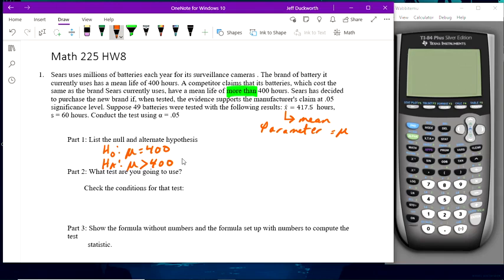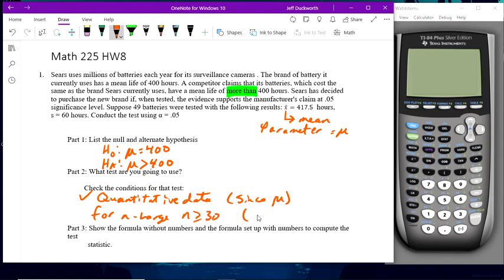All right, what test are you going to use? Well, let's look at the conditions for the test first. So first of all, we're dealing with quantitative data, since we're using a mean, since we're using mu, so that one's good. And the next thing we have to determine is whether the sample size is large enough. So for n to be large enough, we need n greater than or equal to 30. Well, we have n as 49. That is certainly at least 30, so this one's good.